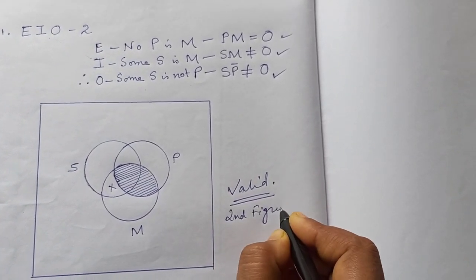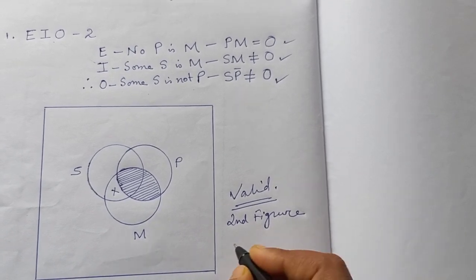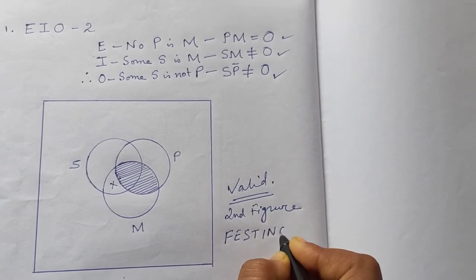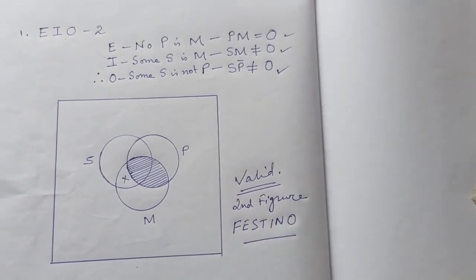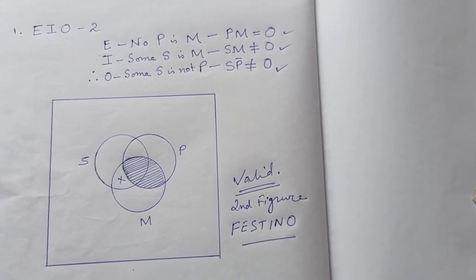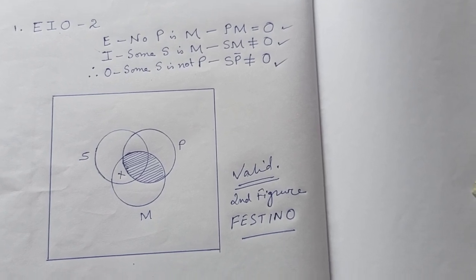Now since it belongs to the second figure, it is the Festino mode. So this is how we are to test the validity of syllogistic forms through Venn diagram. Let me show you with another example.